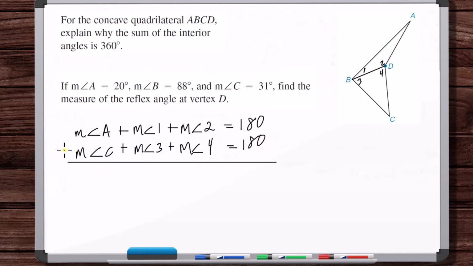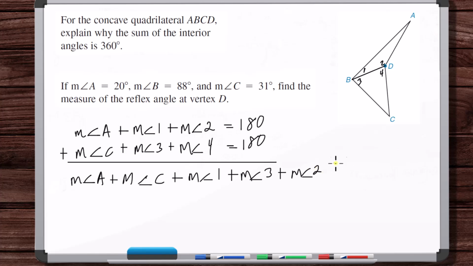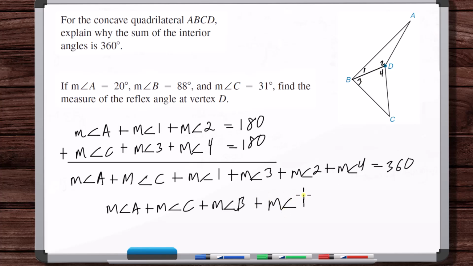So if we add these two equations, we get the measure of angle A plus the measure of angle C plus the measure of angle 1 plus the measure of angle 3 plus the measure of angle 2 plus the measure of angle 4 is equal to 180 plus 180, which is 360. Now, we can continue to simplify because the measure of angle 1 plus the measure of angle 3 is the measure of angle B, and the measure of angle 2 plus the measure of angle 4 is the measure of angle D.